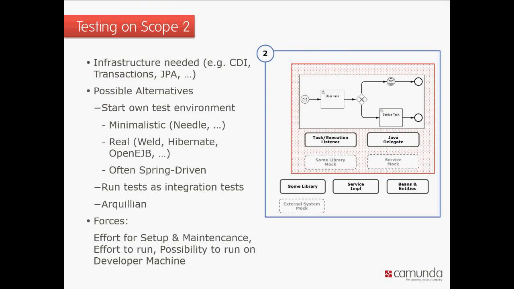So that brings us to the next scope. If we are starting to use CDI or JPA or JTA transactions or whatever, so really environmental stuff where I normally use my container like my JBoss or WebSphere, then you're on scope 2. Right, because then you need more infrastructure. There are a couple of ways of doing that. The first is if you're Spring-driven, that's normally not a big challenge because you're starting the stuff anyway for the production system, so you can start that yourself for the test environment as well.